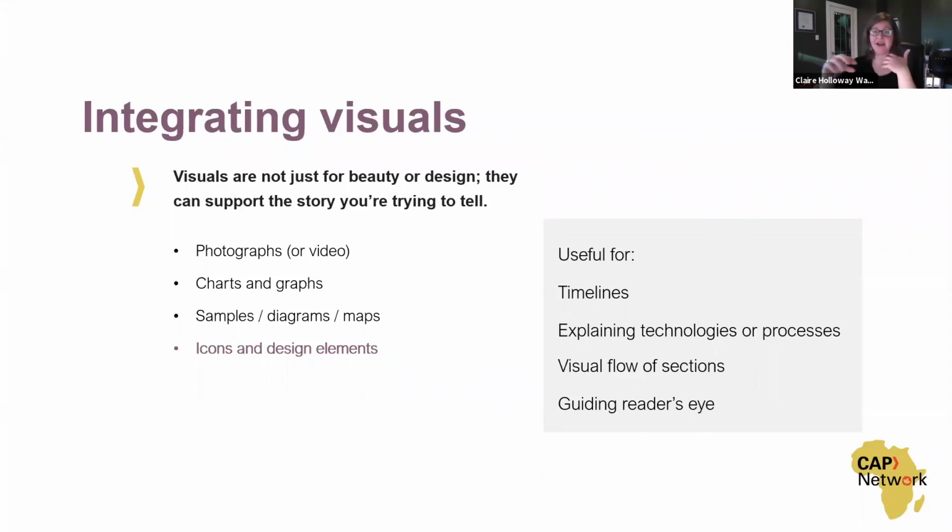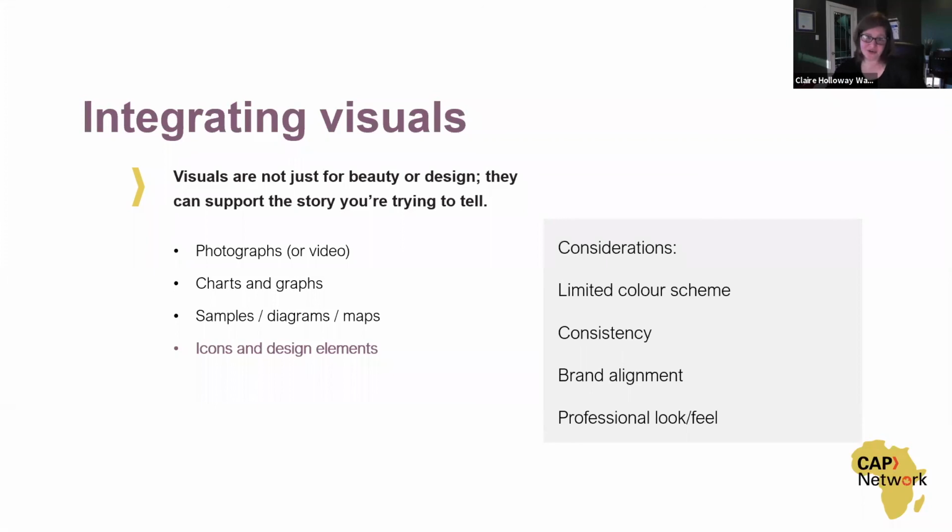You may be using icons to help separate content out. It can be used for timelines, explaining processes. These can be very helpful. Some considerations, again, I urge you to think about a limited color scheme so that it's not distracting to the eye, but rather helping to guide the eye. Being consistent. Depending on your organization, you may have brand guidelines that you need to think about. There might be colors that you always use that help remind your stakeholders of who you are and connect to your brand or your logo or your name.